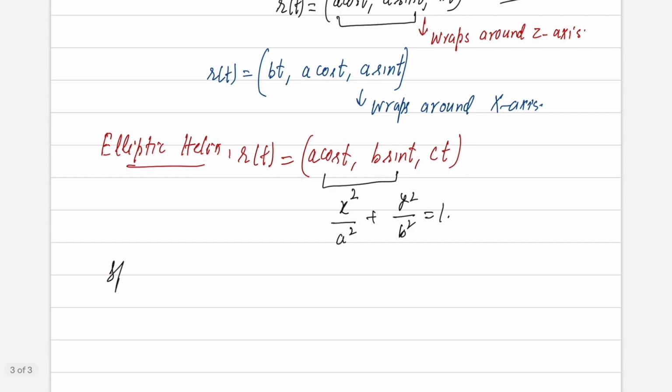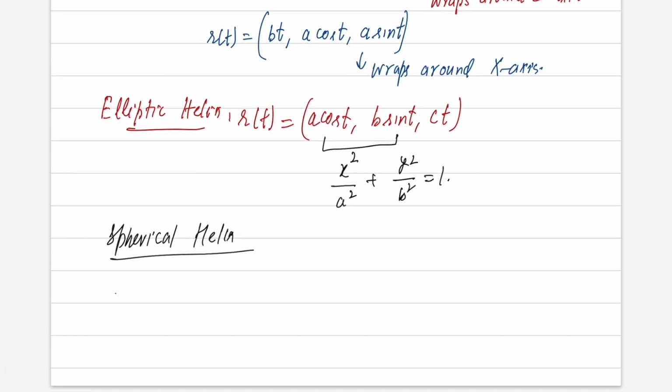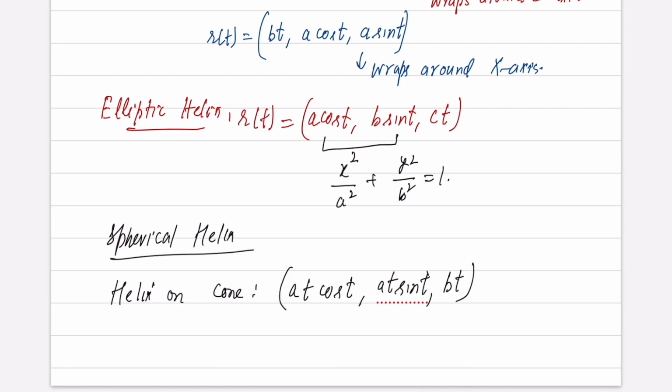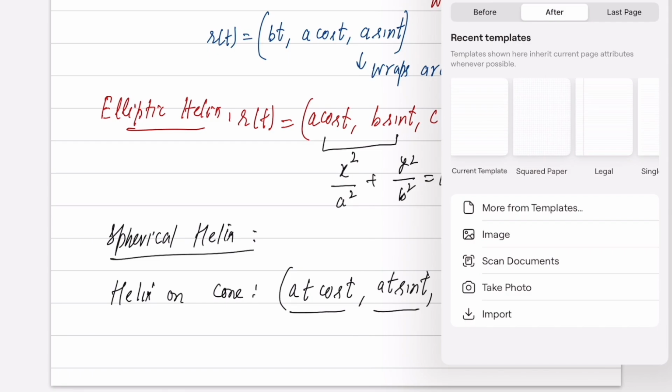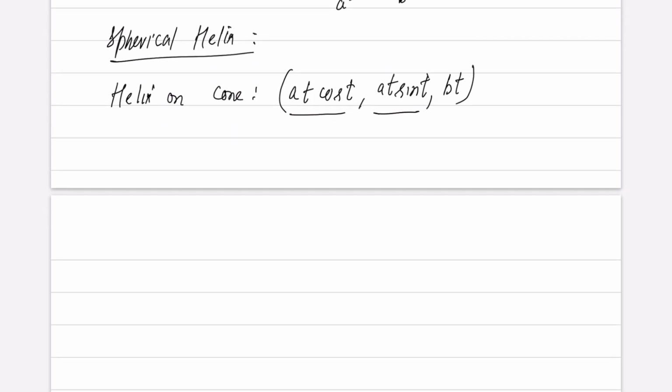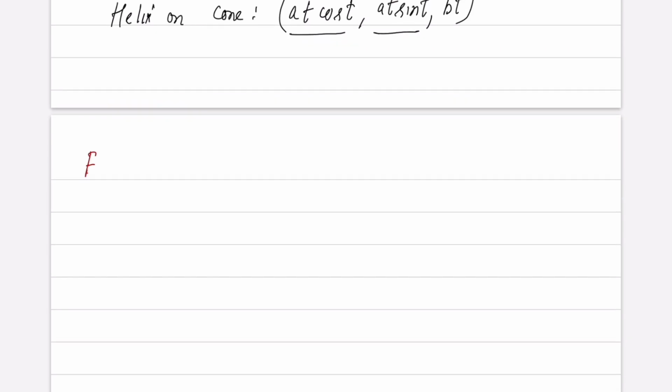The spherical helix will be left as an exercise, but here we will mention the parametric representation of a helix on a cone. It has the representation a t cos t, a t sin t, and bt. Here the first two coordinates represent the parametric representation of a cone. In order to write down the parametric representation of a helix on a sphere, we first write down the first two coordinates, which must represent a sphere. Then the third coordinate will be taken as bt to write down the equation of a helix drawn on a sphere. Now let's take our first exercise.